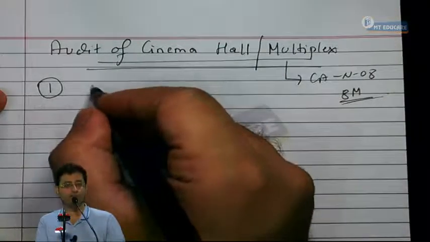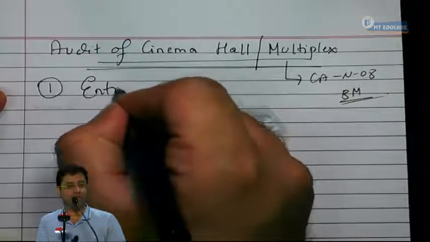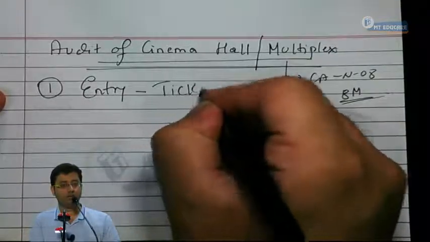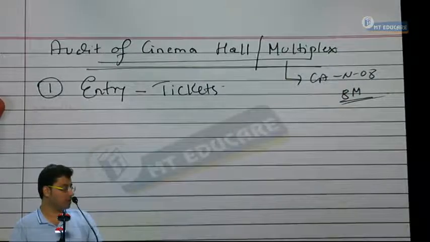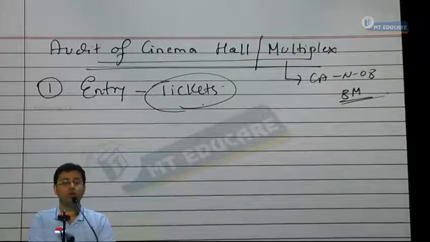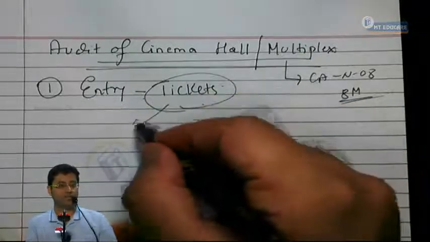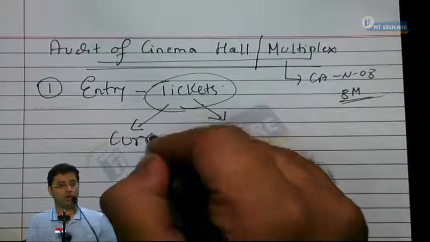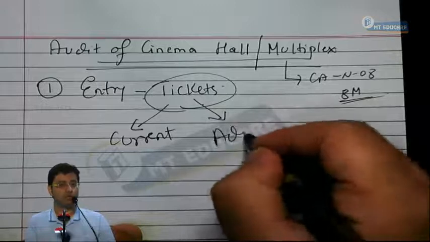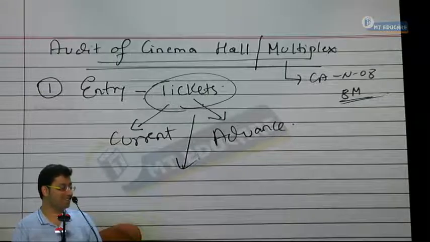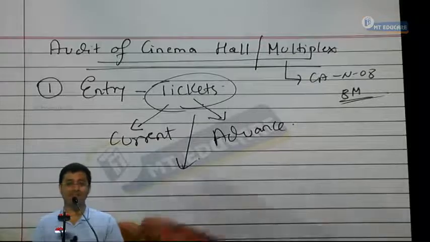Firstly, an auditor has to make sure that whenever anyone is entering the cinema hall, the entry is only subject to valid tickets. So without tickets, the person cannot enter the cinema hall. And tickets are of different forms. Some are sold on a current booking basis, some are advance booking also.